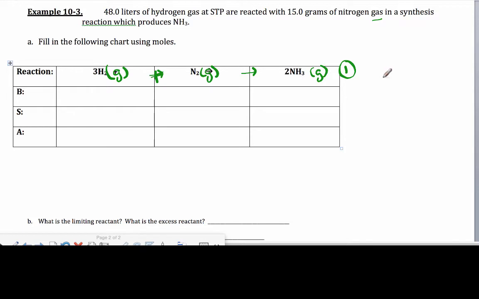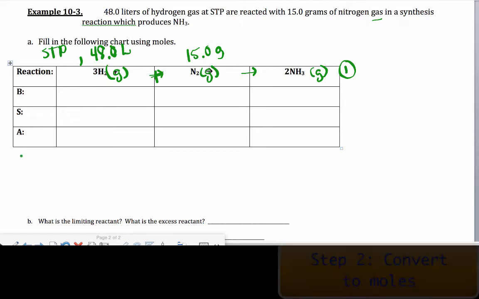Step 2, calculate your moles. So if you want to put it above here, I think sometimes it can help. I've got 48.0 liters, and it points out that it's STP. That's going to be very useful information. Here I've got 15.0 grams of nitrogen gas. So step 1 is to convert to moles.